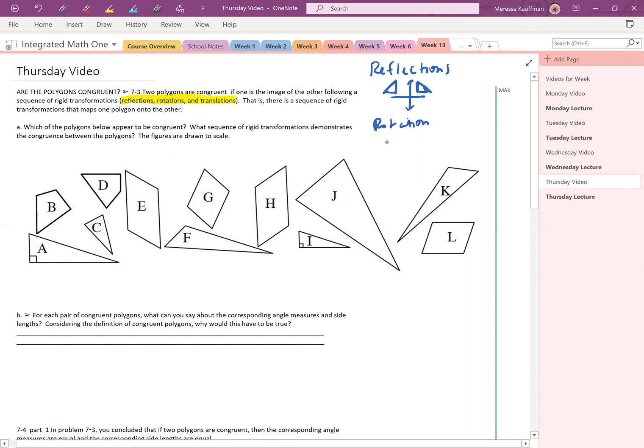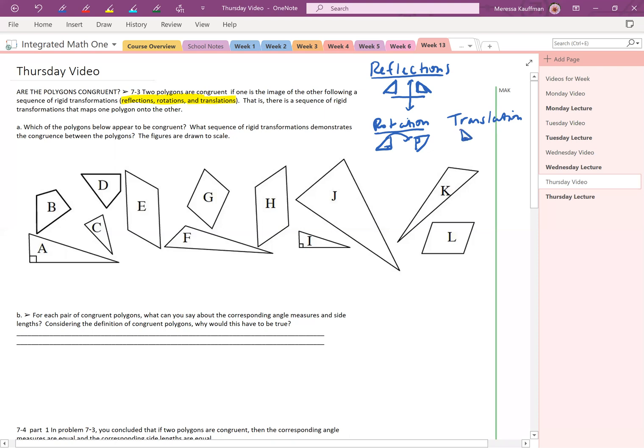we would have a shape, maybe another right triangle, and we would rotate it about a certain point a certain amount of degrees. So maybe the right angle ended up on the top from the bottom by rotation. And then we had translation, which just meant a shift, where we took a shape and, again, we don't change our angles or our side lengths, we're just shifting them.